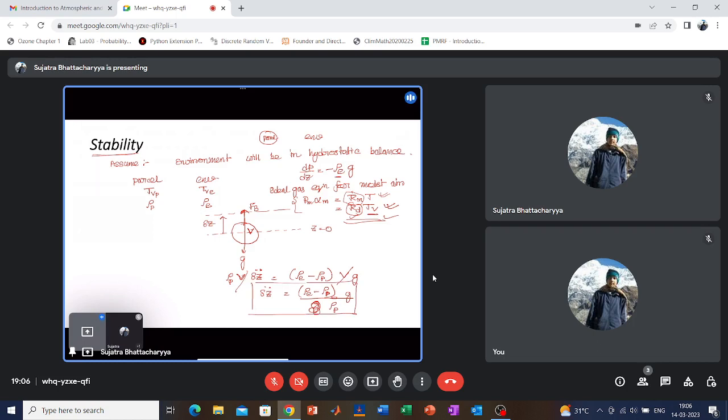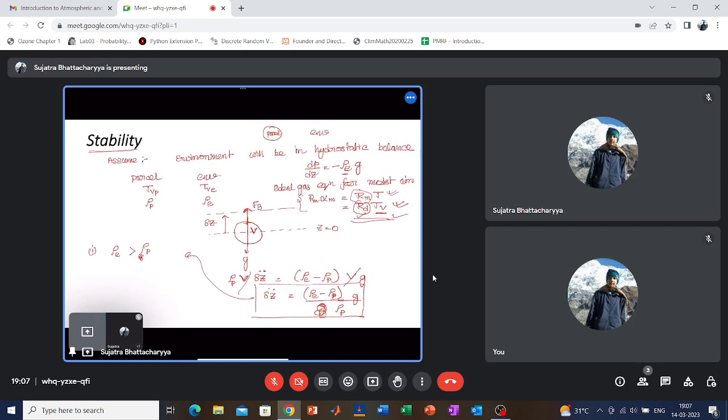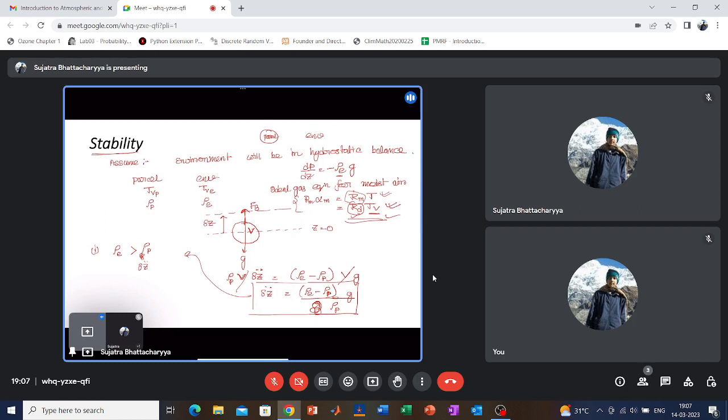Now from here, what we can analyze is, number one, if rho_e, the environment's density, is greater than the parcel's density, what should happen? If the environment's density is higher than the parcel's, then the parcel will go up. See, if rho_e is greater than rho_p, this becomes positive, so the acceleration is positive, and I have taken the z direction positive upward, therefore it will move up. That is true. Therefore we can write delta z double dot is greater than 0.